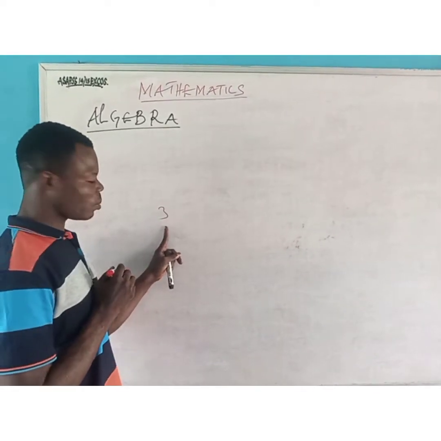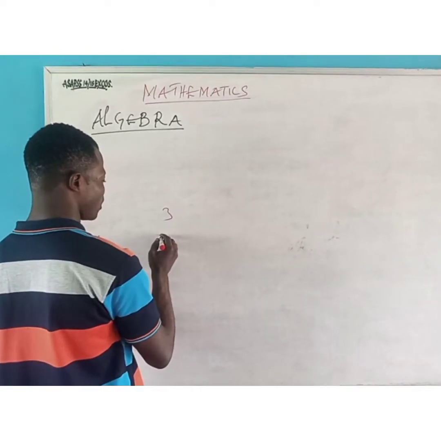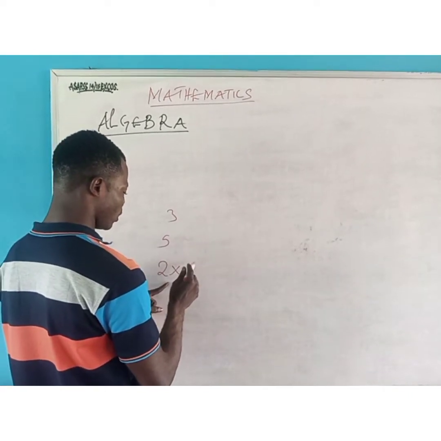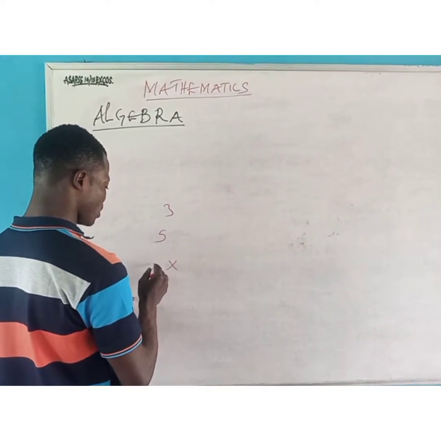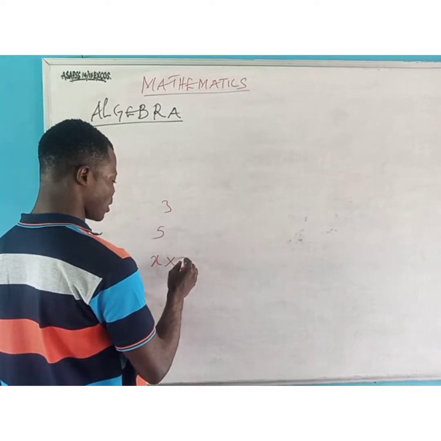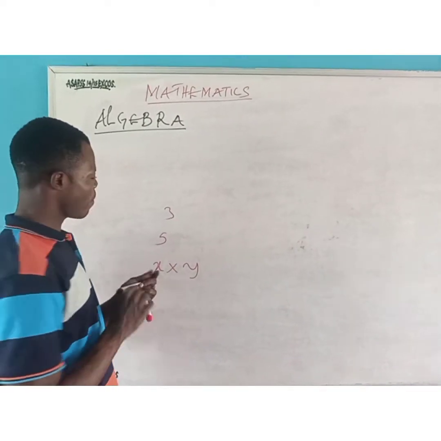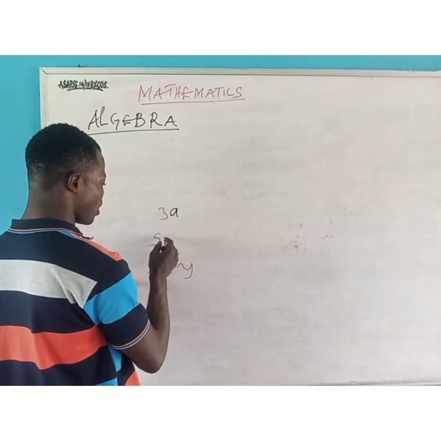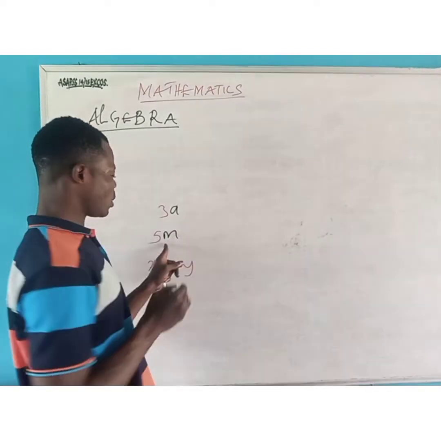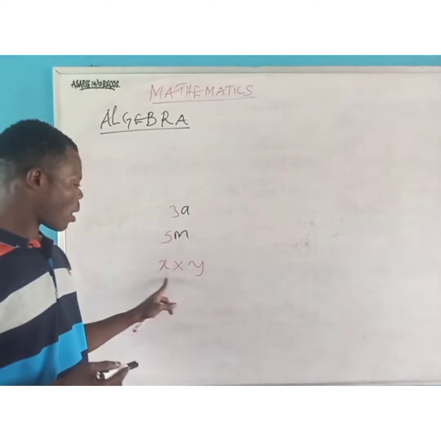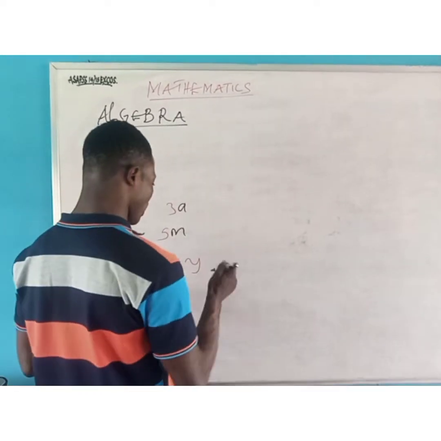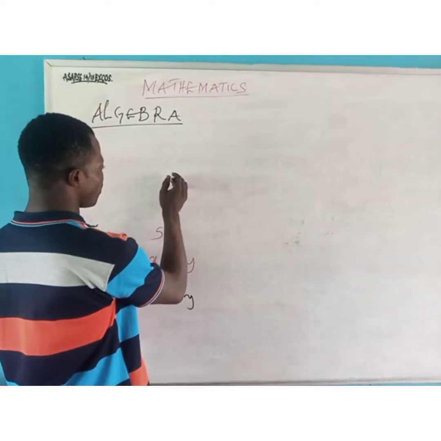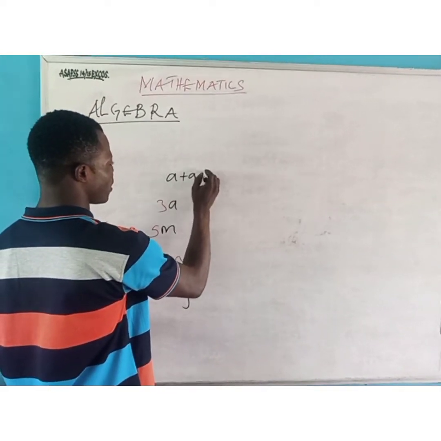Have you ever seen this before? This is 3 and this is 5. What about this times this? Let's say x times y. Okay, this 3, let me add a to it to be 3a, and I can add m to this, making 5m. I can also multiply this to get xy, right?